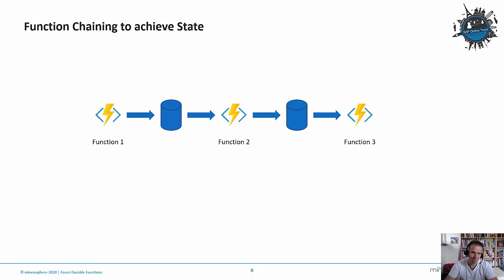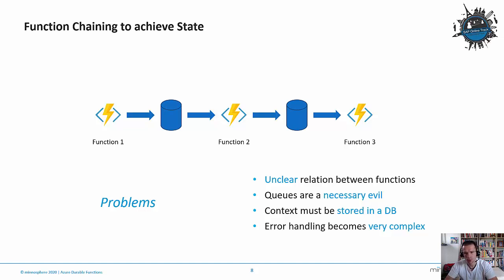You can do that, but there are some points you have to consider. It's perfectly loosely coupled, which is good, but the relation between the functions is not clear. So you do not see how this orchestration works. All the queues that you have to put in are basically a necessary evil. You have to do them because you don't want to call a function from another function. If you want to have some context, some state that is transferred between the functions, you have to store it explicitly in a database. And needless to say, if you have such a very loosely coupled distributed system, the error handling becomes really complex. This is something that you don't want to do.